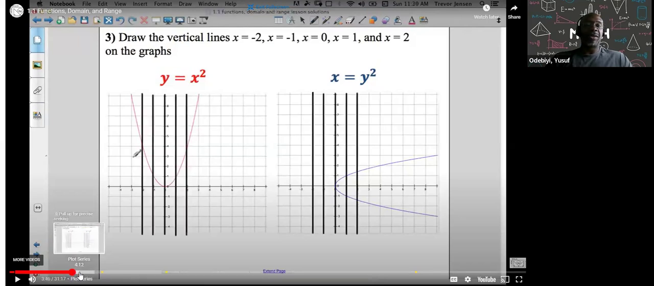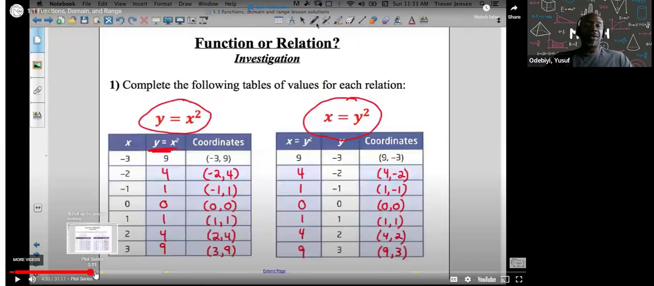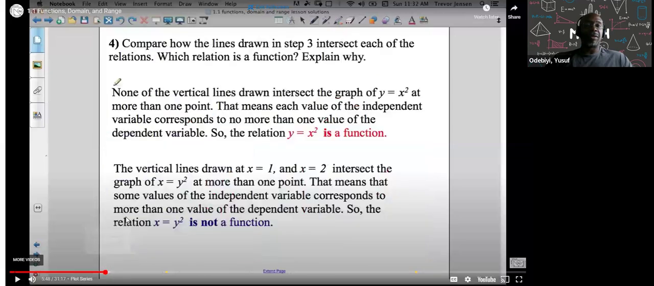See the vertical lines? You know which is a function, right? Not a function. And the other one is a function. What are functions again? He's just summarizing what we just saw.